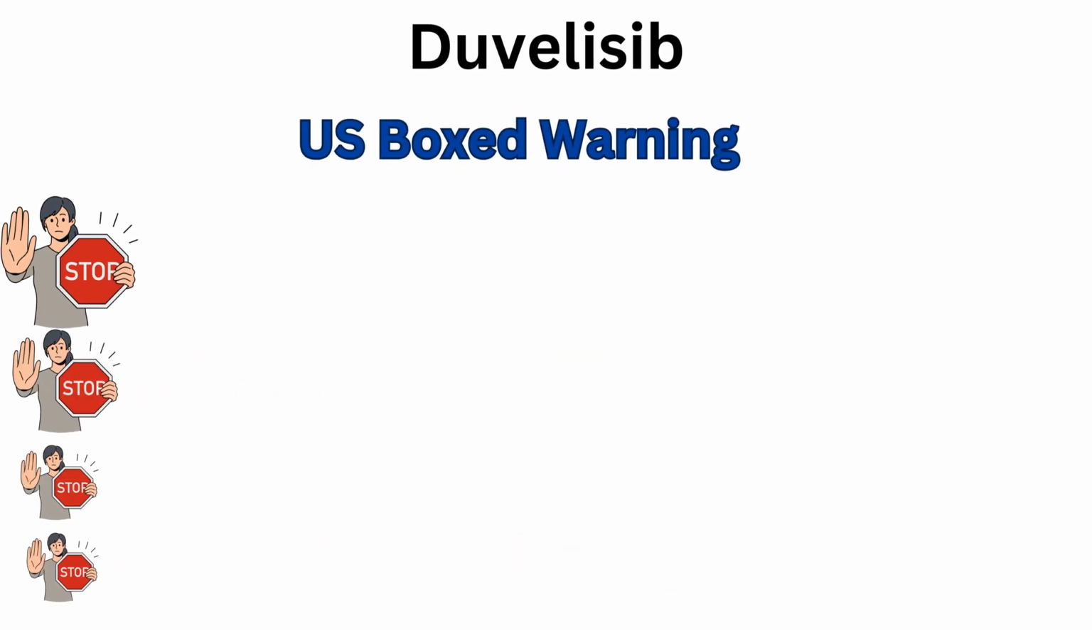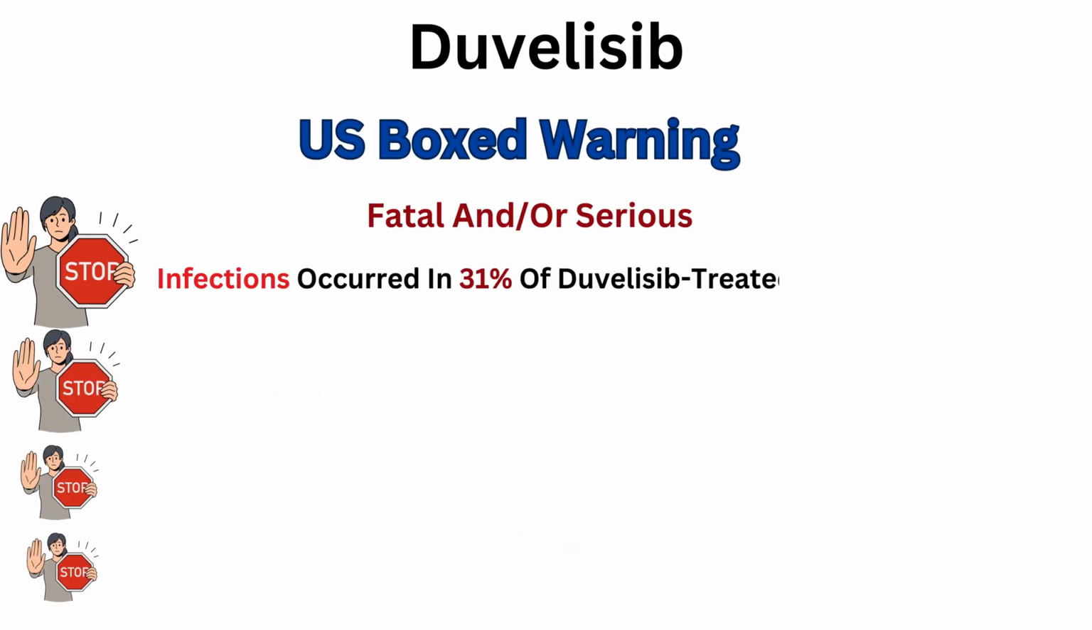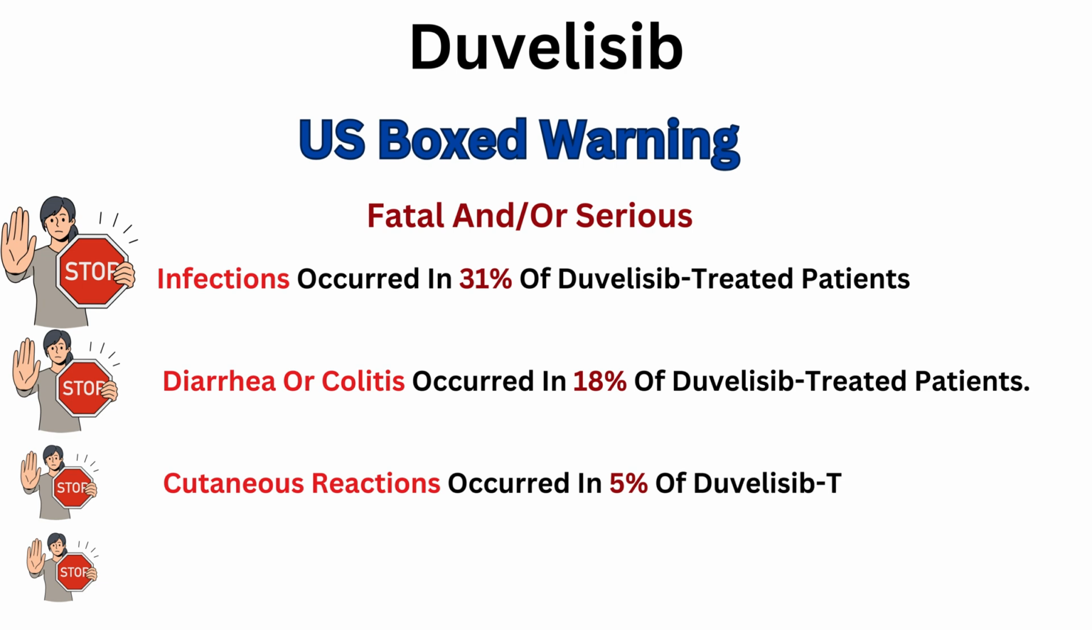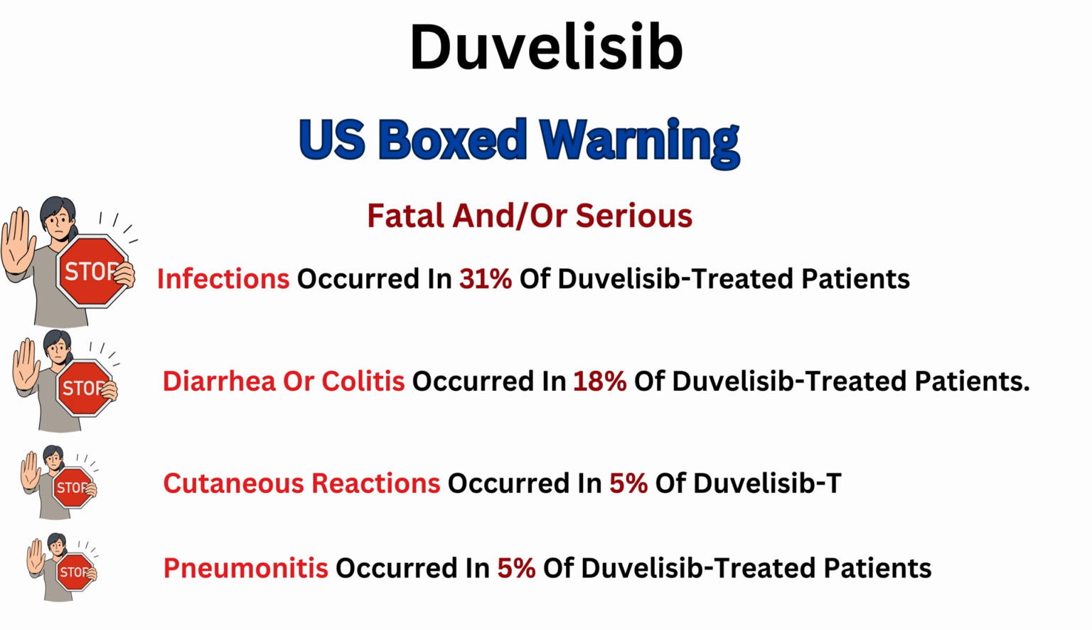U.S. boxed warning: fatal and serious infections occurred in 31% of Duvelisib treated patients, and fatal or serious diarrhea or colitis occurred in 18% of Duvelisib treated patients, and fatal or serious cutaneous reactions occurred in 5% of Duvelisib treated patients, and fatal or serious pneumonitis occurred in 5% of Duvelisib treated patients.